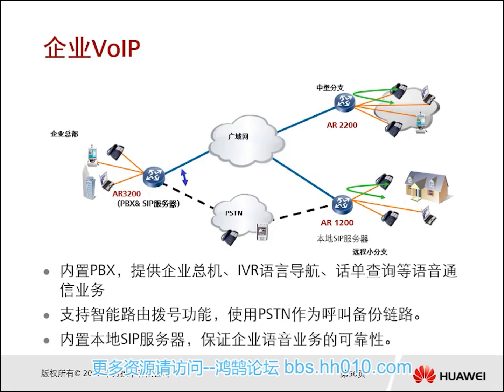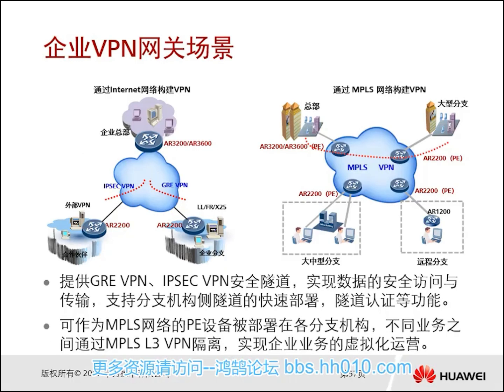Then next, let's take a look at the VPN gateway program for the enterprise. So here, he divided it into two. One way is to build a VPN using Intel networks. Another way is to use MPLS to build VPN. Let me take a look. Actually, both of these can provide GRE VPN, IPsec VPN, secure tunnel. This way can achieve secure access and transmission of data. Support rapid deployment of branch office tunnels, tunnel authentication, and other functions.